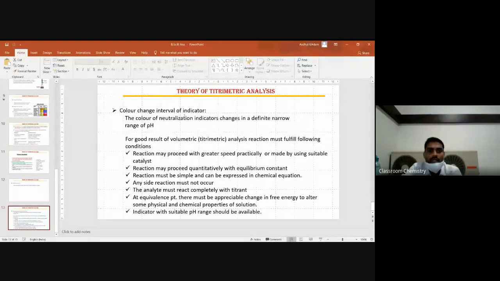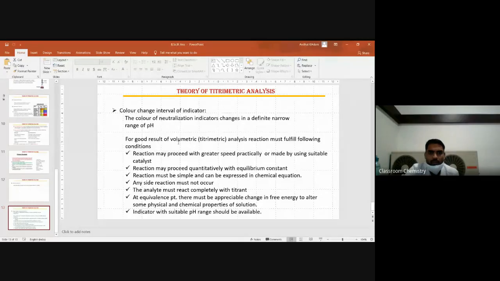Color change interval of indicators. The color of neutralization indicators changes in a definite narrow range of pH. That is, here we select, depending upon the selected titration, a wide variety of indicators depending upon their pH ranges.